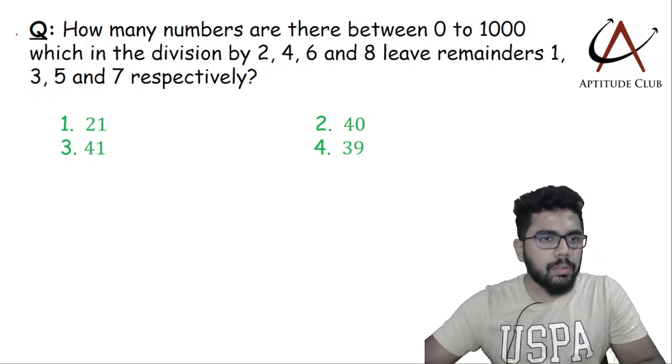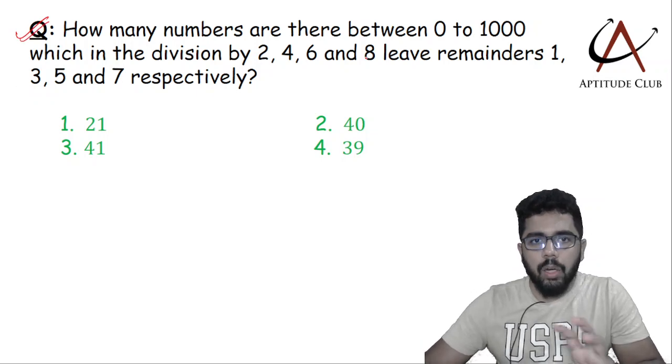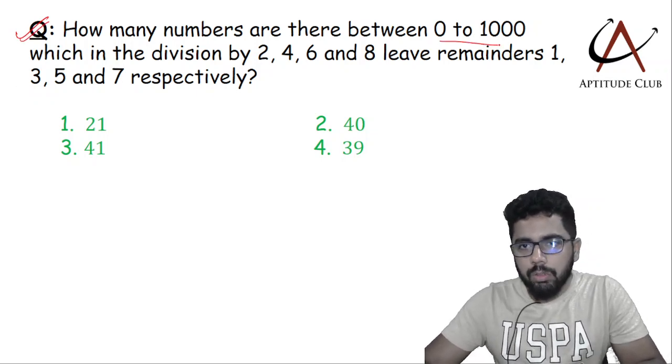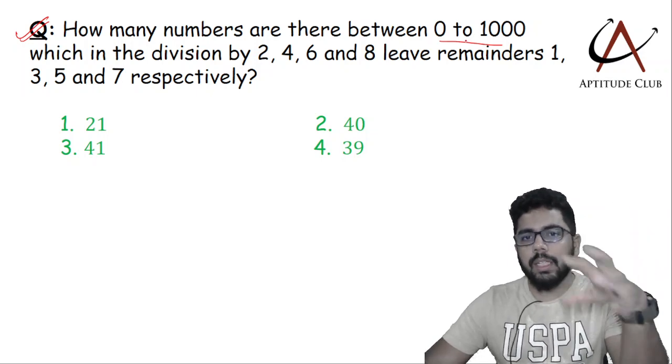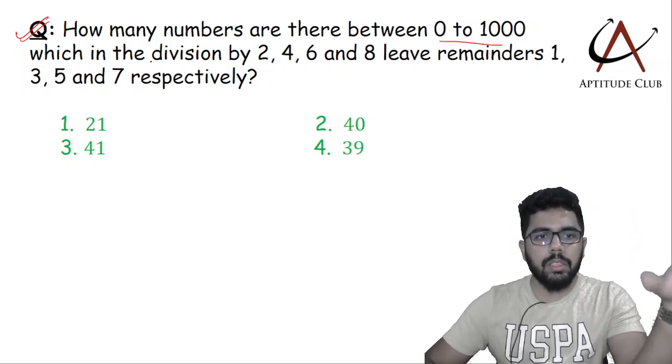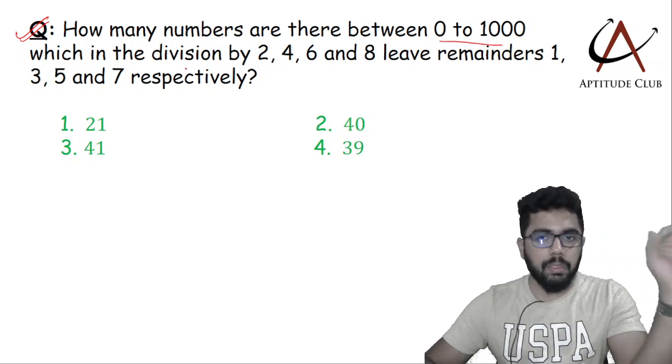So let us begin. The question is saying: how many numbers are there between 0 and 1000 which, on division by 2, 4, 6 and 8, leave remainders 1, 3, 5 and 7 respectively.